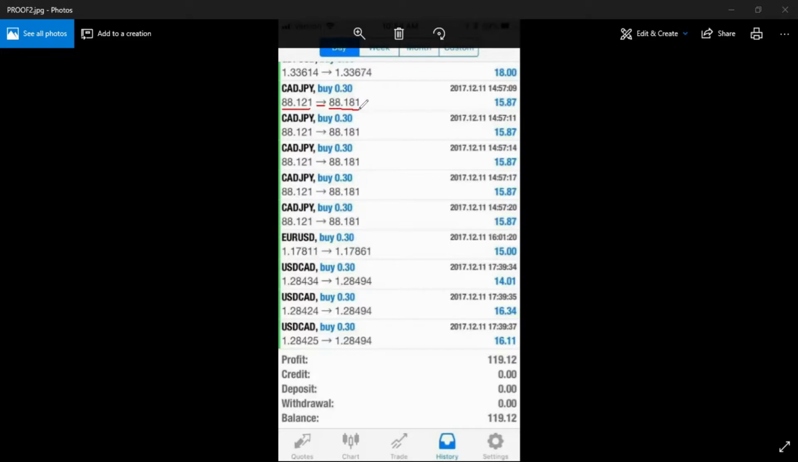Okay, so the number on the left side of the arrow is your entry point, and the number on the right side of the arrow is either where you are currently at in the market or where you exited the market in the trade. So when calculating your pips for a buy, you want to use your entry price number, which is the number on the left side of the gray arrow.